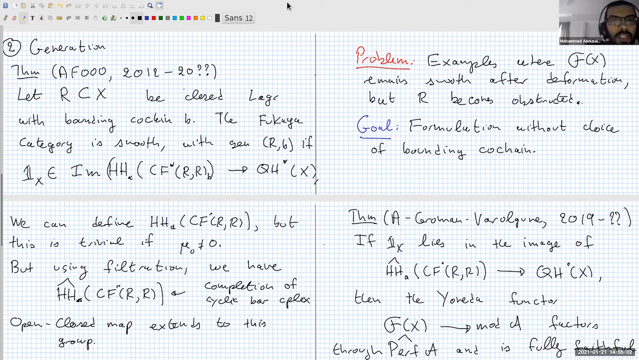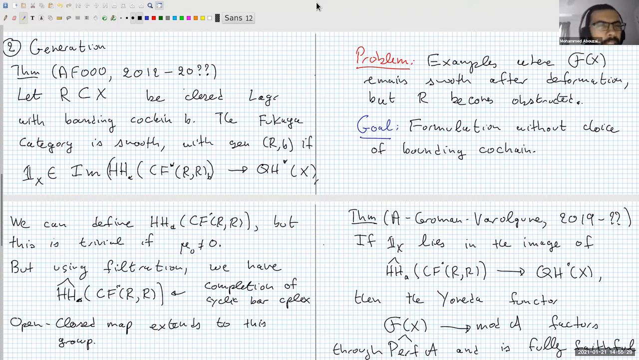So I put here the specific version that I'm interested in, which is the case of closed symplectic manifolds. This is something I worked on with Fukaya, Oh, Ohta, and Ono in 2012, and we have a manuscript written, and the manuscript has still not been released. So I put a question mark in the hope that sometime in this century the manuscript will be released.